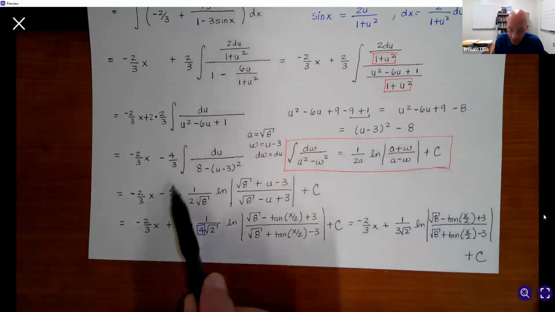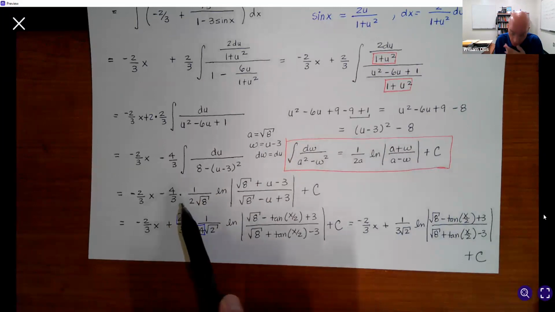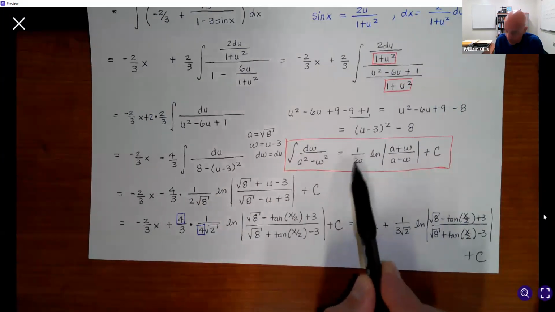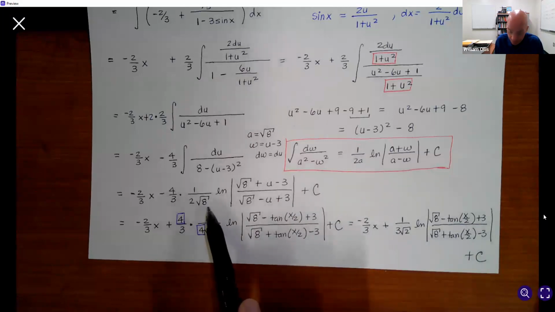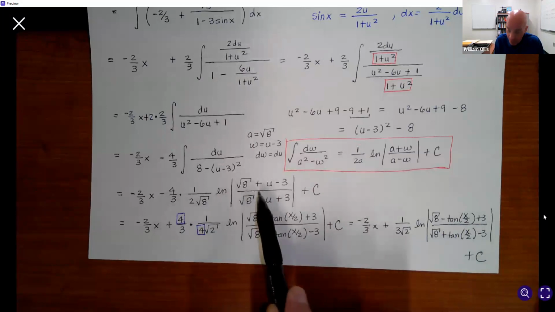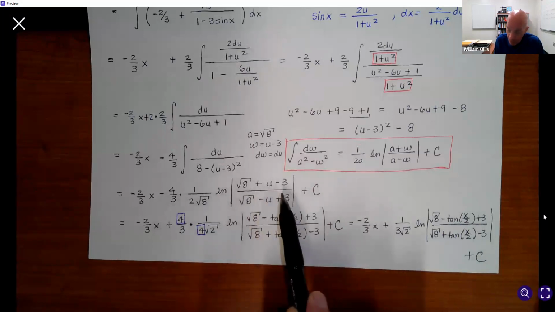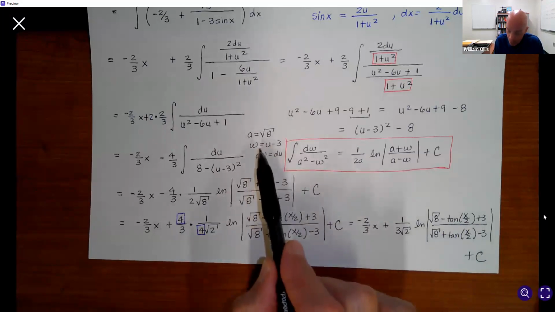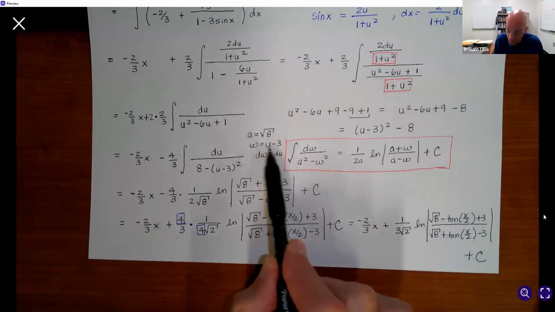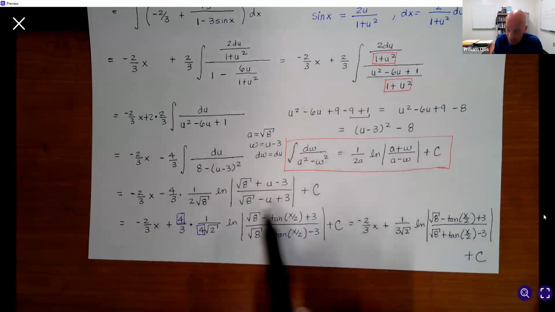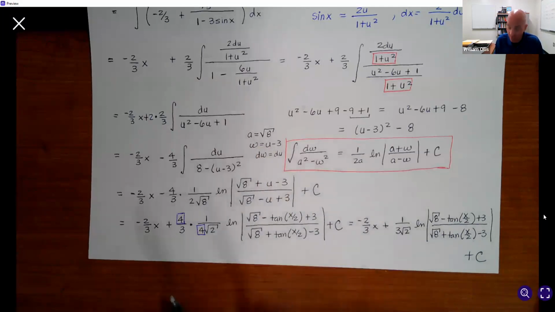So now we've got our negative 4/3, and we have the factor 1/2, and then, of course, the factor 1/8, which is 1/2 root 8. Now we just fill everything in. We have a plus omega, so this will be the square root of 8 plus u minus 3. And then with the minus, we just run the minus through. That'll give us a minus u plus a 3 downstairs in the absolute values.